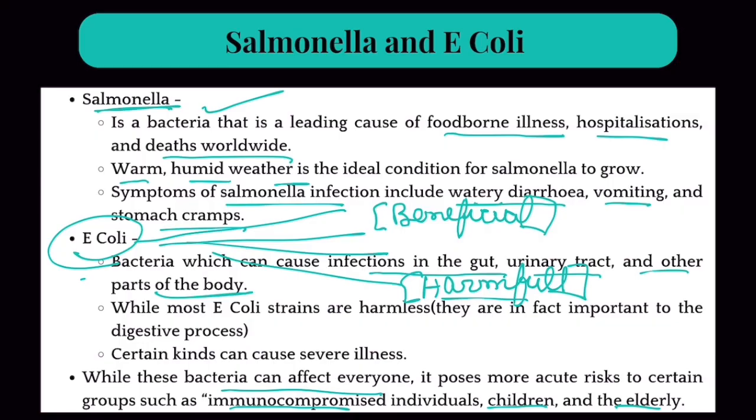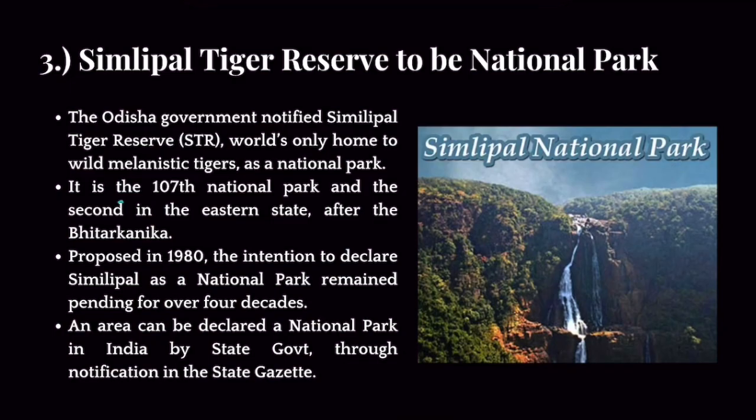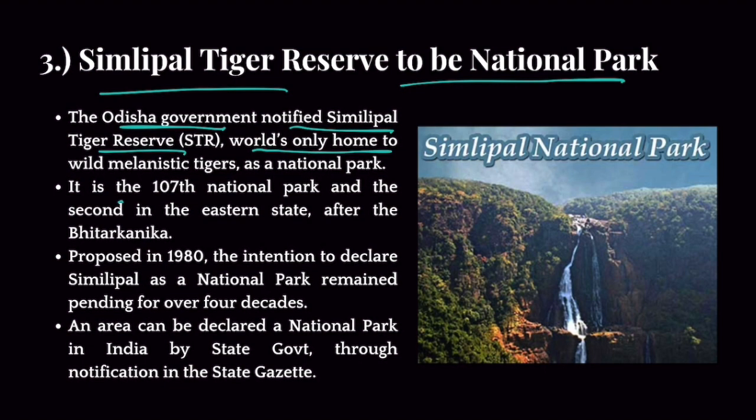Now let's move on to the third news item, which is Simlipal Tiger Reserve to be a National Park. The Odisha government notified Simlipal Tiger Reserve, the world's only home to wild melanistic tigers. Simlipal Tiger Reserve is the only tiger reserve in the world where wild melanistic tigers are found. Now, what are these melanistic tigers? We'll talk about them. So Simlipal Tiger Reserve has been declared a national park.